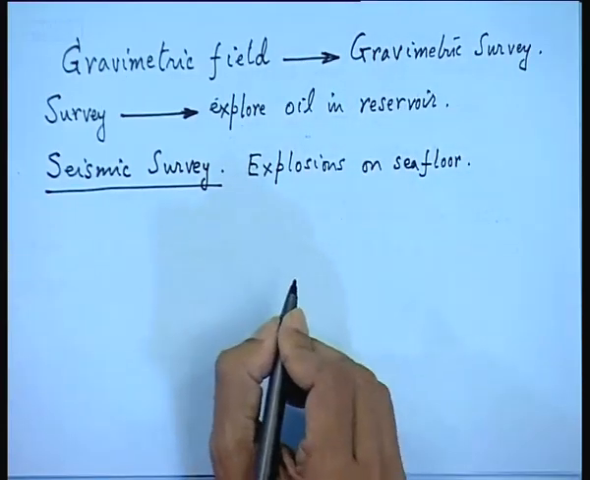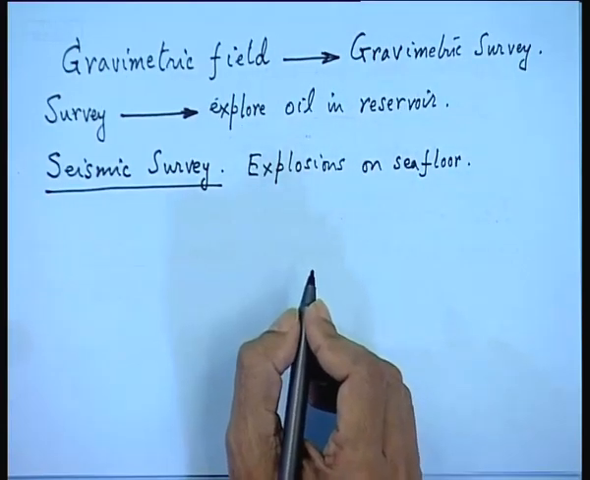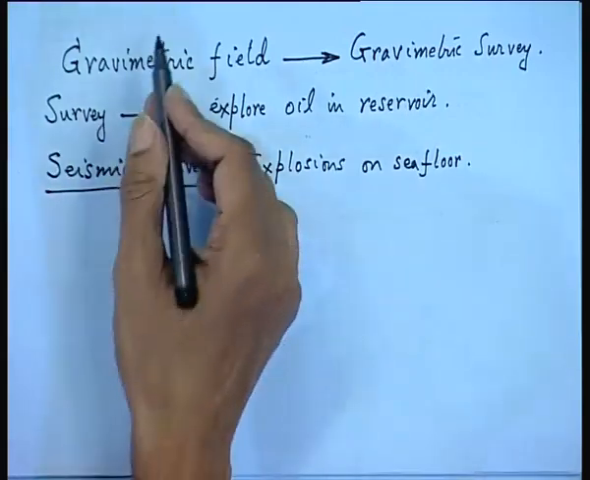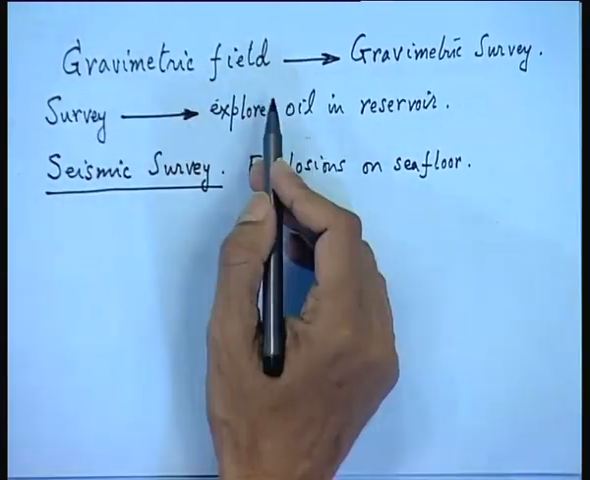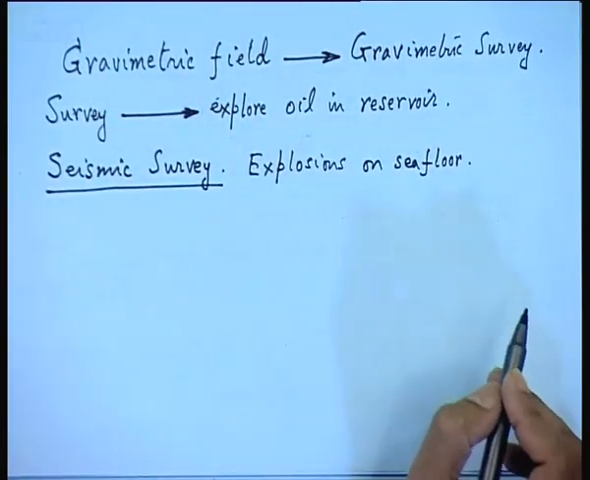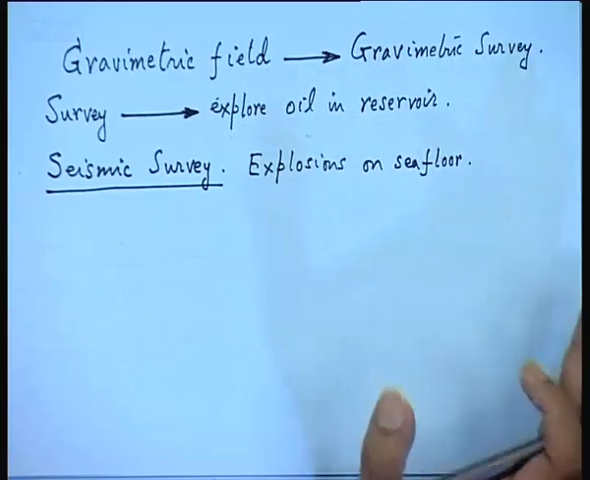So, before any company or anybody goes to drill for oil, he must satisfy himself, by all these three surveys, that is your gravimetric survey, your magnetic survey, then seismic survey, that the oil in the reservoir is exploitable, that is, it is economically feasible to extract that amount of oil from the reservoir down below the ocean surface, which is of course a very costly affair.